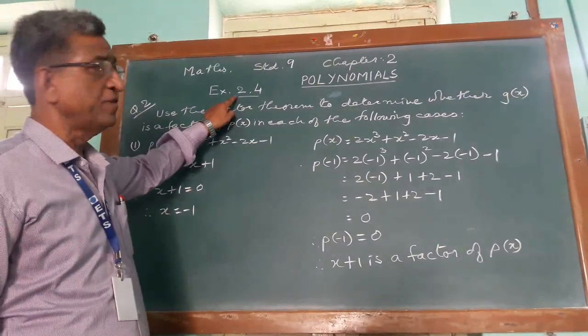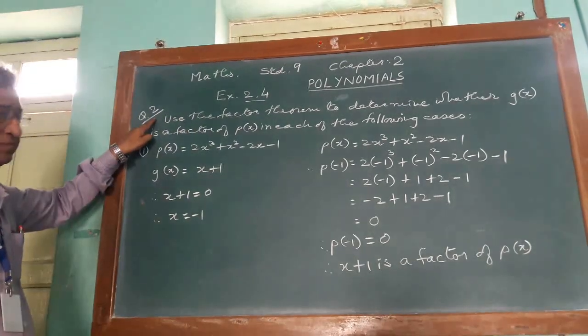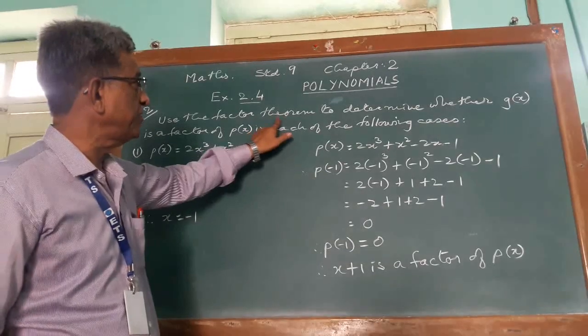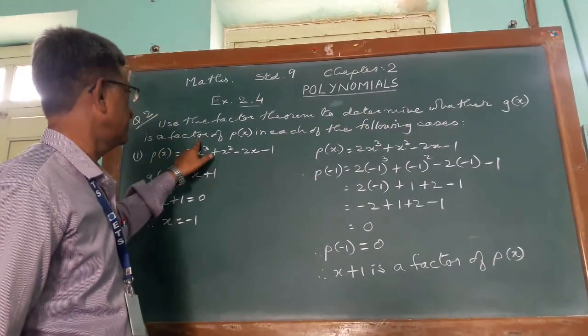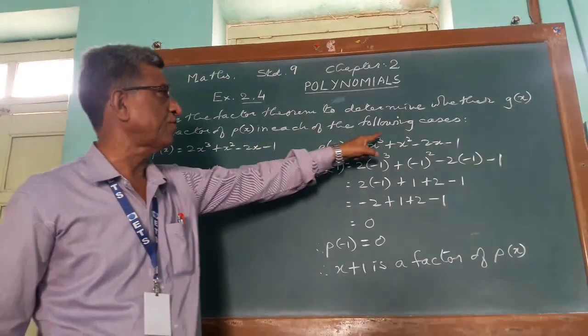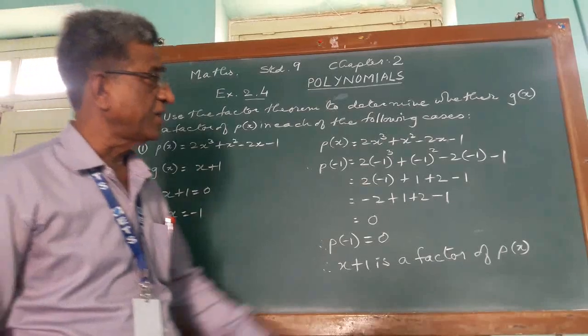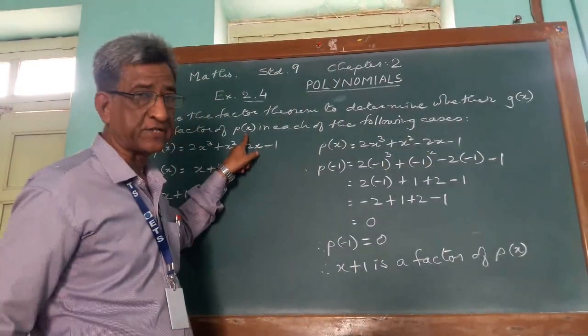Now we will continue with exercise 2.4. Question number 2. Use the factor theorem to determine whether g(x) is a factor of p(x) in each of the following cases. So you have to determine whether g(x) is a factor of p(x).